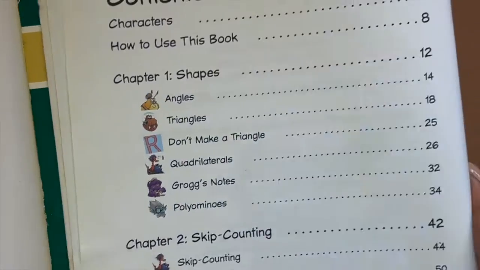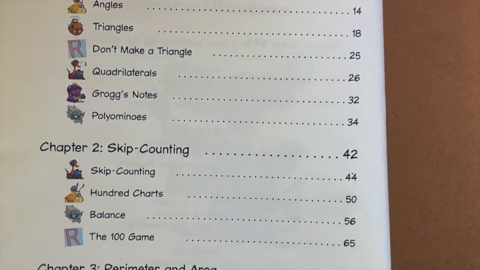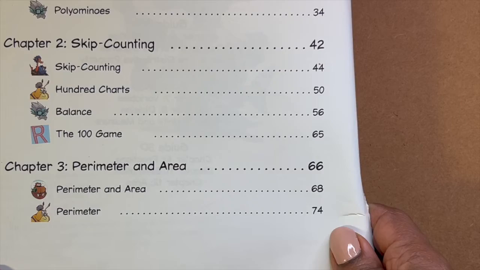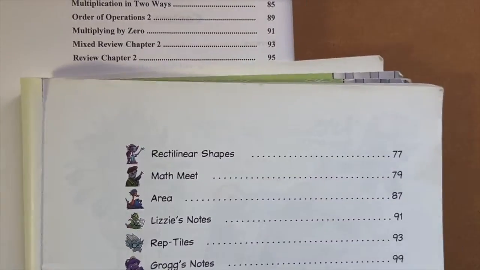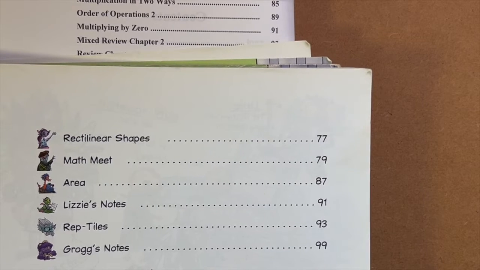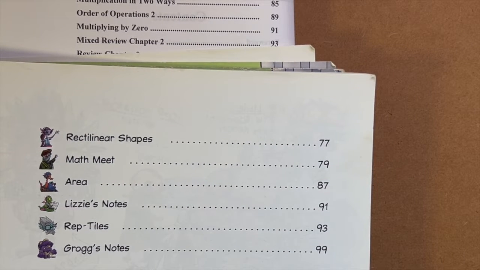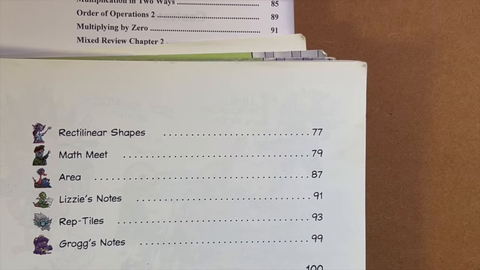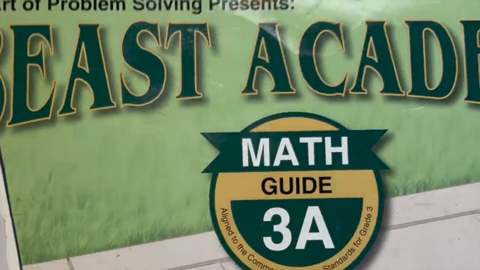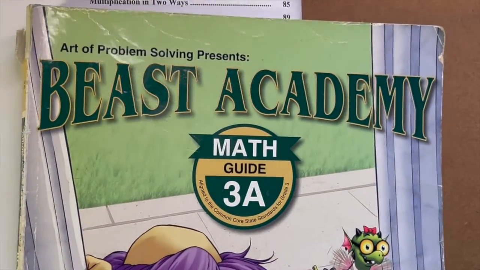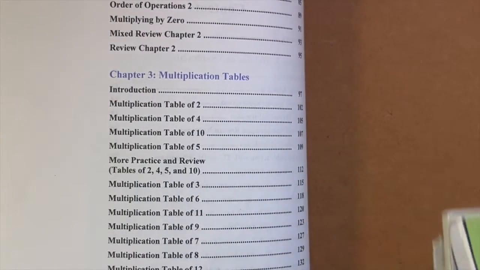What does Beast Academy do for chapter 3? Honey, they are moving on to perimeter and area. Okay? Simple enough. Perimeter and area. And then they wrap it up with rectilinear shapes, a math meet area, and some titles that don't mean anything to you just yet, okay? And that completes 3A for Beast Academy. Remember, Beast Academy has 4 books, okay? We will move on to 3B.